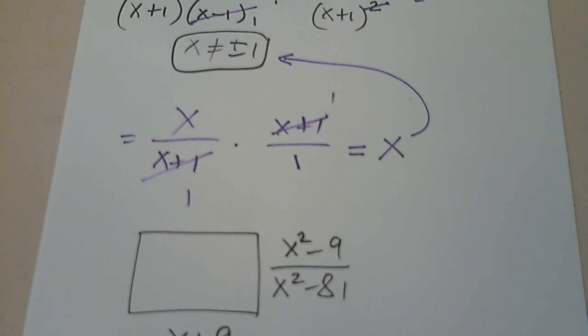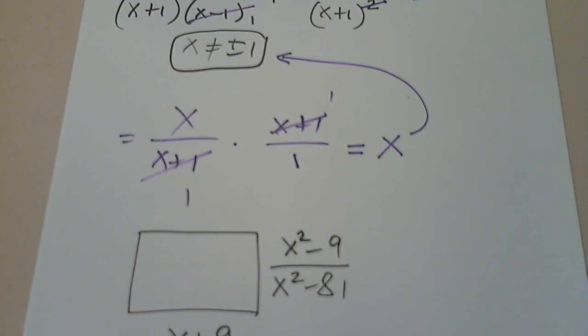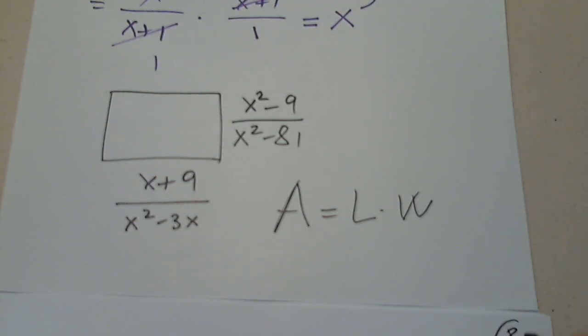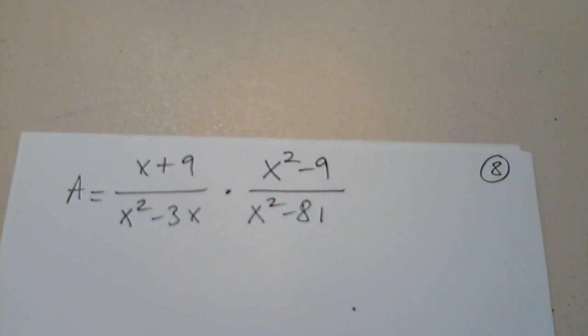They want us to express the area, which we know is length times width. So basically, this is an exercise in multiplying two rational expressions. Of course, we have to state restrictions after we simplify, but first let's write the multiplication. So the area equals x plus 9 over x squared minus 3x multiplied by x squared minus 9 over x squared minus 81. This is what we have, and we need to multiply.